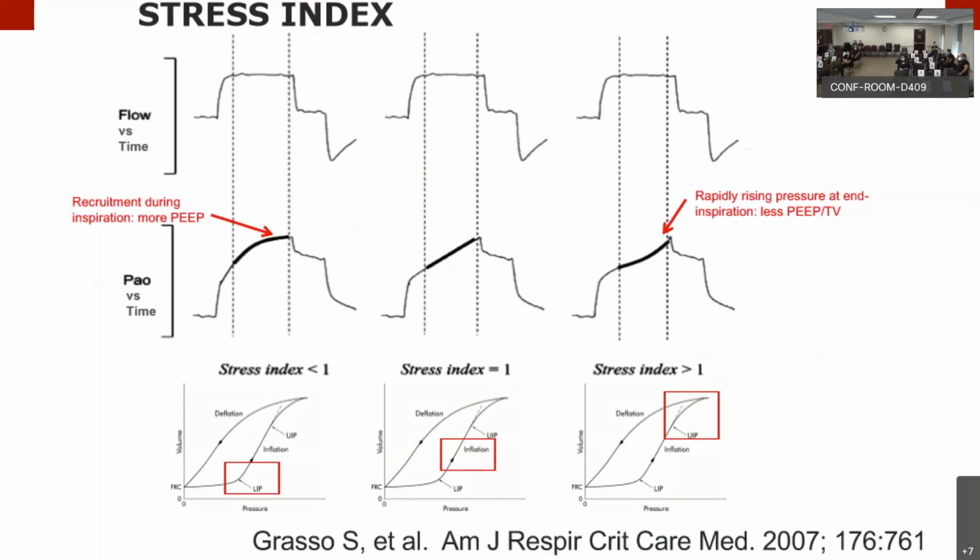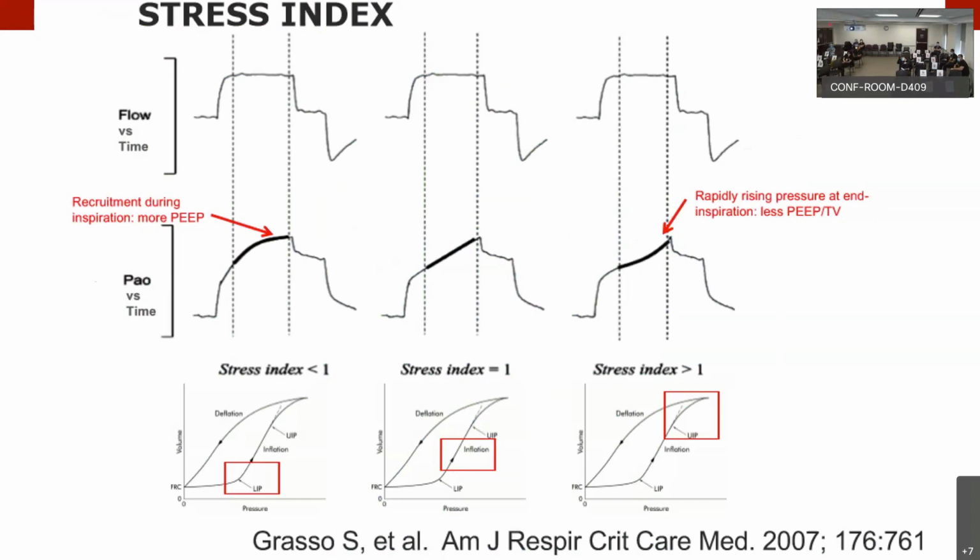So, just another illustration. It also has to be in square waveform. Why does it have to be square? Because you're getting a linear increase in volume, so a slow linear increase is how you're going to tell on this. Again, stress index less than 1, you can probably recruit. Stress index is exactly the same as the pressure volume curve. I think it's actually even more intuitive than the pressure volume curve.